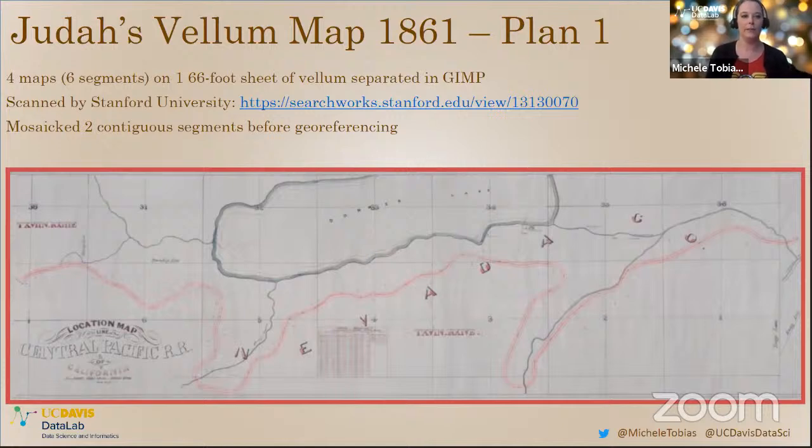The first set of maps is what we call the Judah vellum map. It's presented as 4 separate maps, but when you really dig into it, there's actually 6 map segments. It's one continuous 66-foot long sheet of vellum, a massive roll with 4 separate map panels, and 2 of those panels have two map sections within them. If that doesn't make sense, I'm going to show you a map of the maps later and that will help. These maps were already scanned by Stanford University and they're available.